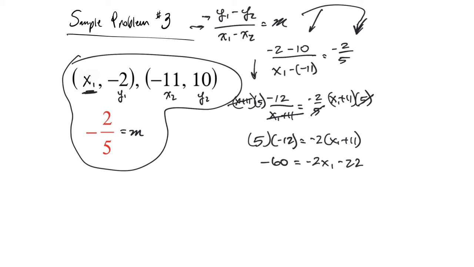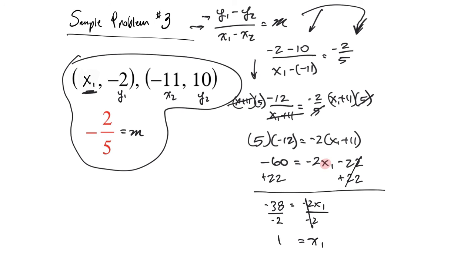Now we need to get x by itself. So let's do some equation solving steps. I add 22 to both sides to remove the negative 22 from the right and move it over here. Negative 60 plus 22 is negative 38. Divide both sides by negative 2. Negative 2 divided by negative 2 is 1. Negative 38 divided by negative 2 is positive 19. And that is our answer for x1. So this becomes 19. And this is the slope of the line that goes through those 2 points.